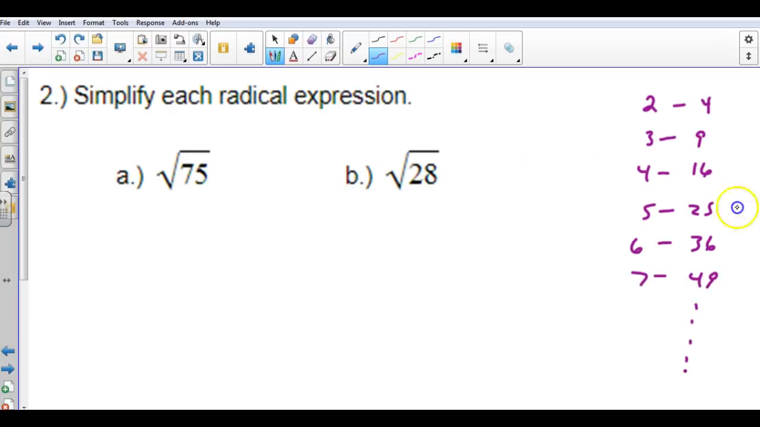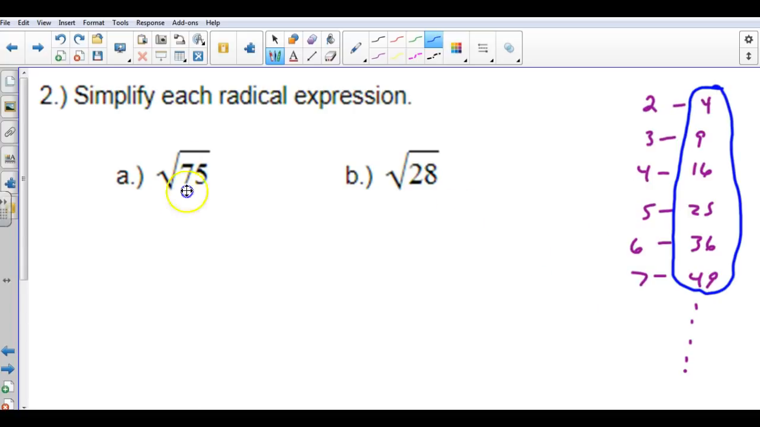I'm pretty sure as far as we go in this video, these are the only perfect squares that I'm going to be talking about. So we're going to take a look at this list. What I have in blue is a list of all the perfect squares from the values of 2 to 7 and what their squares are.